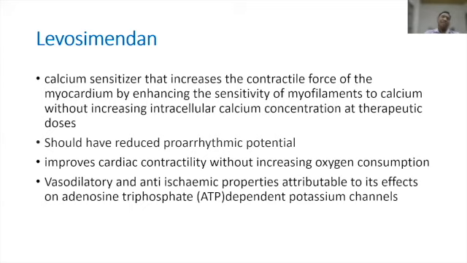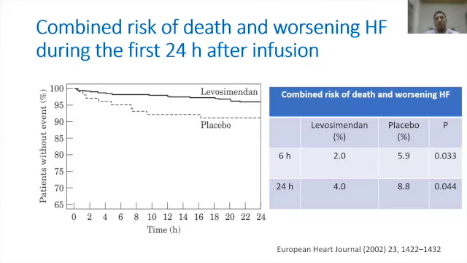So Levosimendan is a calcium sensitizer that increases the contractile force of the myocardium by increasing the intracellular calcium concentration, a contractility. So this is the trial which was done in 2002.